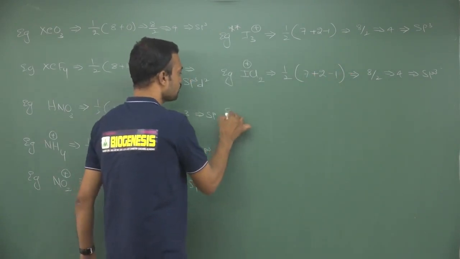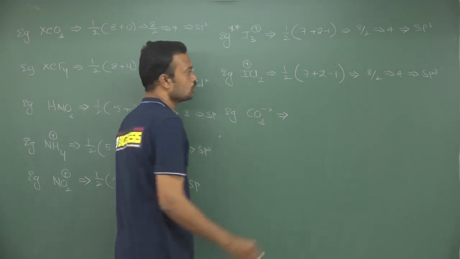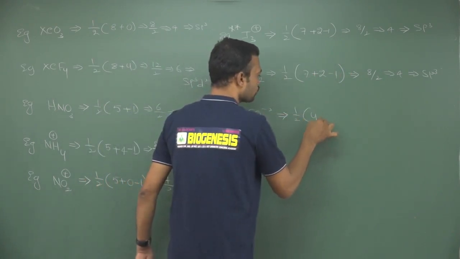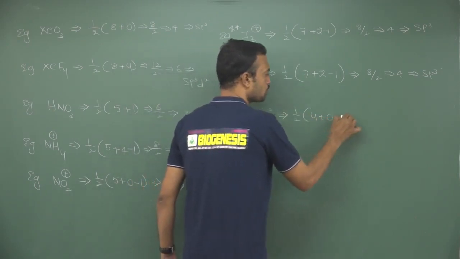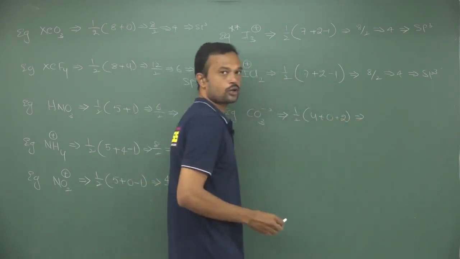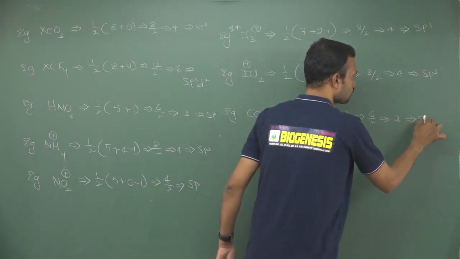So not only this, even if you take an anion, CO3 minus 2, carbonato. So carbon belongs to the 4th group element. Now there is no monovalent atom. Now the charge is minus 2, which means we need to add plus 2 here. So finally 6 by 2, your value will be 3. So hybridization is sp2.